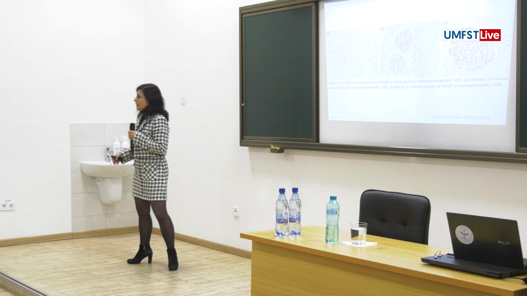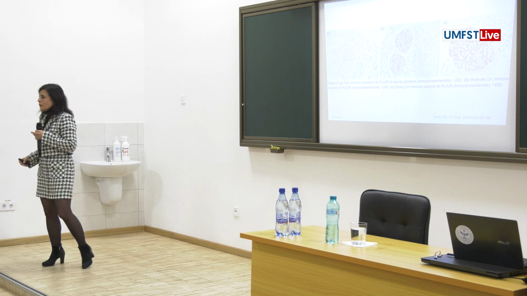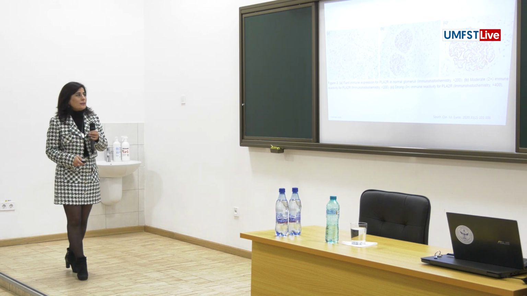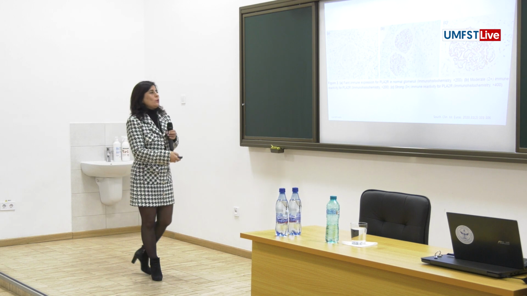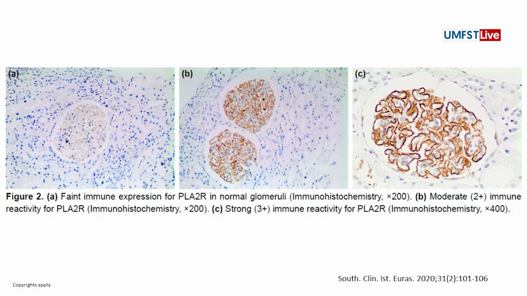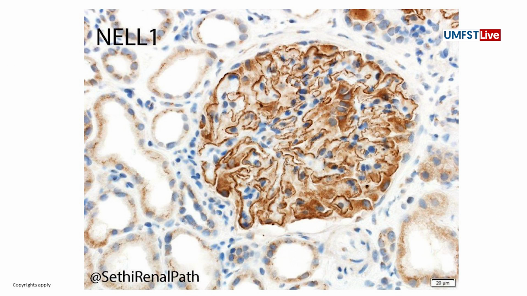We can use C4D, NELL1 and PLA2R. PLA2R is very important for us. In routine, the most common one is PLA2R, but you can see it in different expressions. You have to be careful. You can miss these cases. And also for these cases, it's not easy to find out in immunofluorescence. NELL1 is another, but they have the same staining pattern, also C4D.